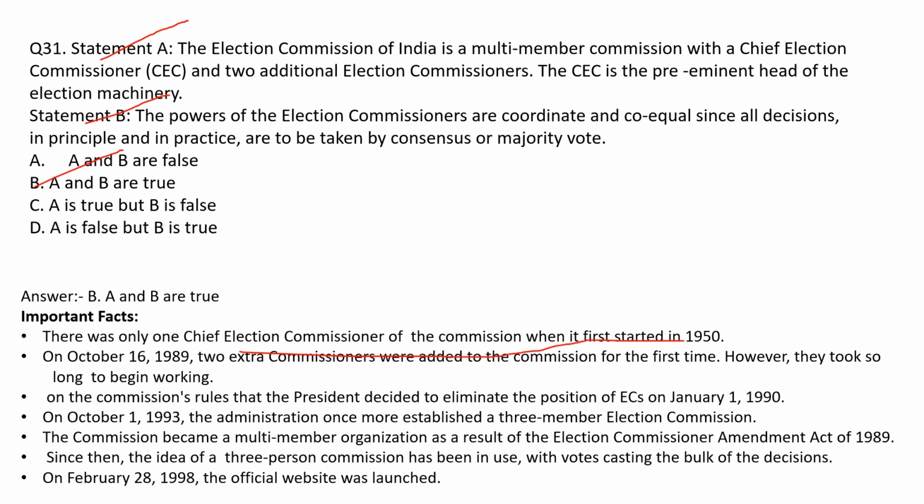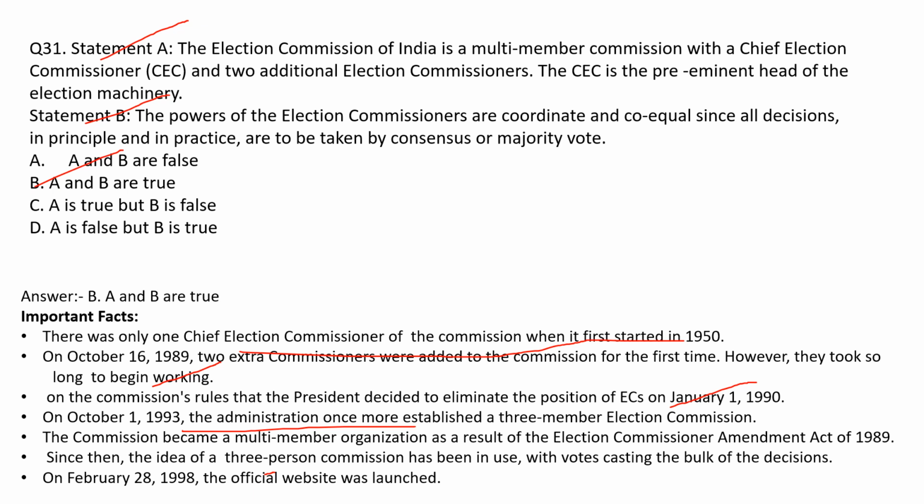However, they took so long to begin working. On the Commission's rule, the President decided to eliminate the position of election commissioners on January 1st, 1990. This is also one of the most important facts about this topic. On October 1st, 1993, the administration once more established a three-member election commission.